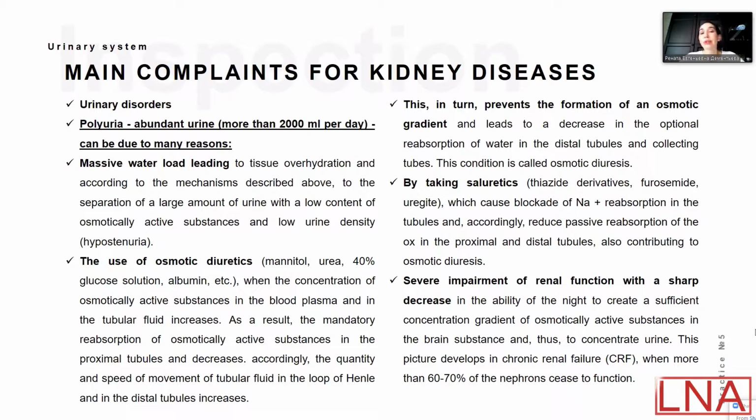The next cause of polyuria can be taking diuretics, which cause blockage of sodium reabsorption in the tubules and accordingly reduce passive reabsorption of water in the proximal and distal tubules, also contributing to osmotic diuresis. Another cause is severe impairment of renal function, with a sharp decrease in the ability of the kidney to create a sufficient concentration gradient of osmotically active substance in the medullary substance and thus to concentrate urine. This picture develops in chronic kidney disease when more than 60 to 70% of the nephrons cease to function.